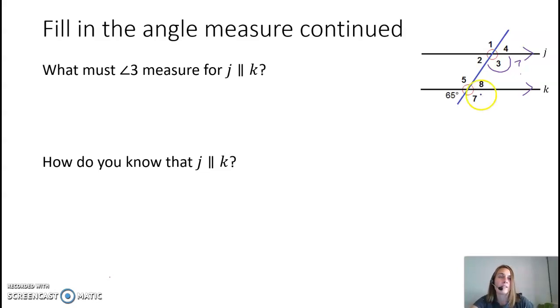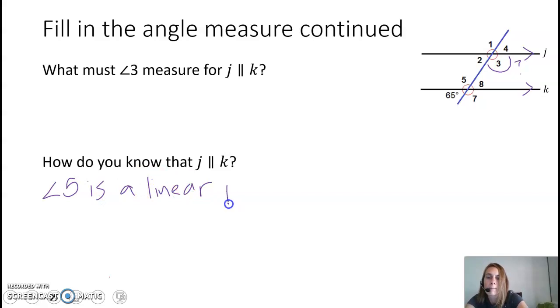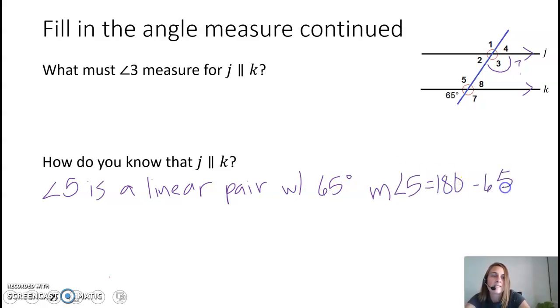I'm going to go ahead and use 5. So 65 and 5, well, they are a linear pair, right? So I'm going to start filling in some of this information. Now, how do you know that? Angle 5 is a linear pair with 65 degrees, right? So the measure of angle 5 is going to be equal to 180 minus 65, because linear pairs are supplementary. And if we do that subtraction, we get 115 degrees. So this one right here is 65, that's the one we're given. And this is 115 degrees.